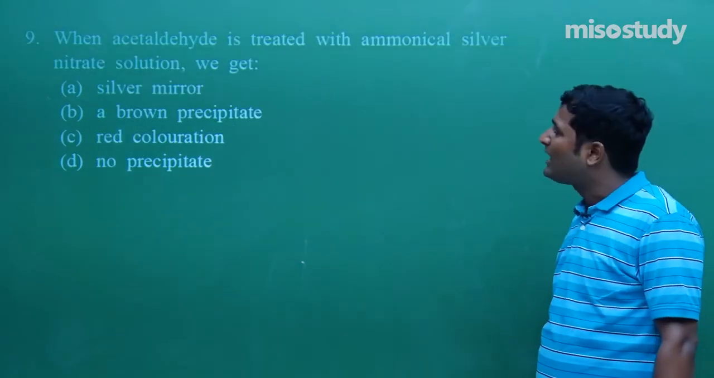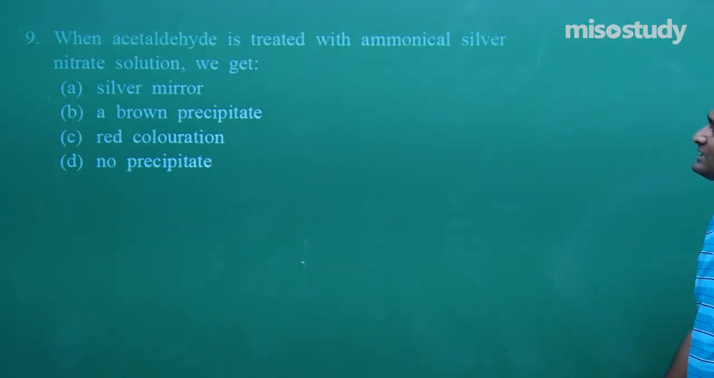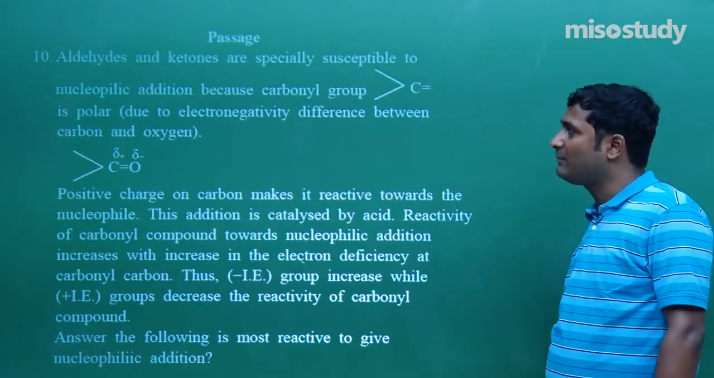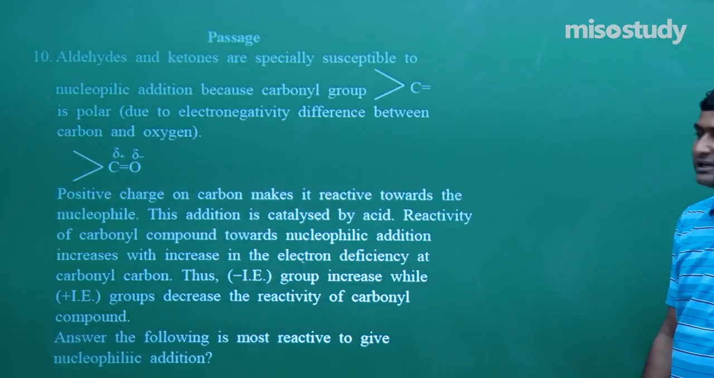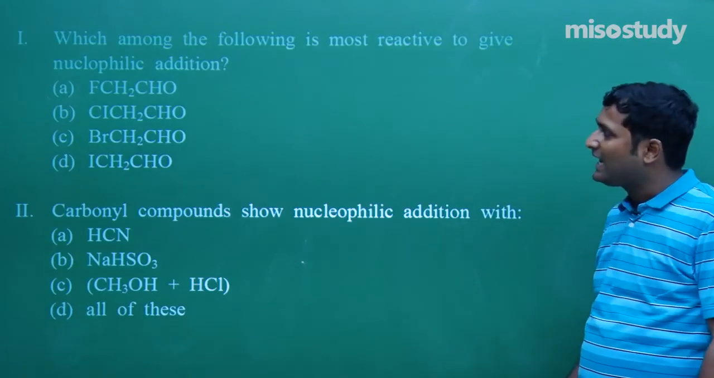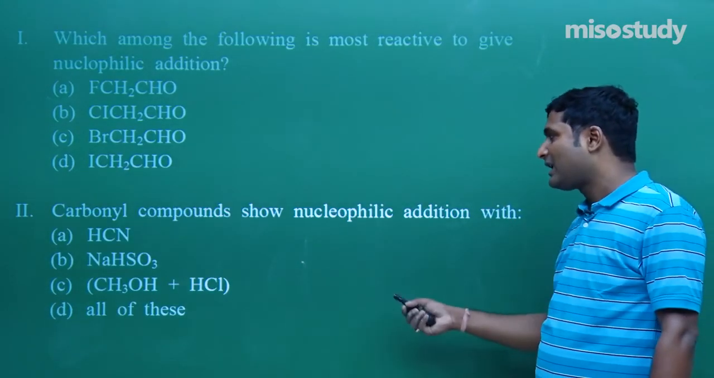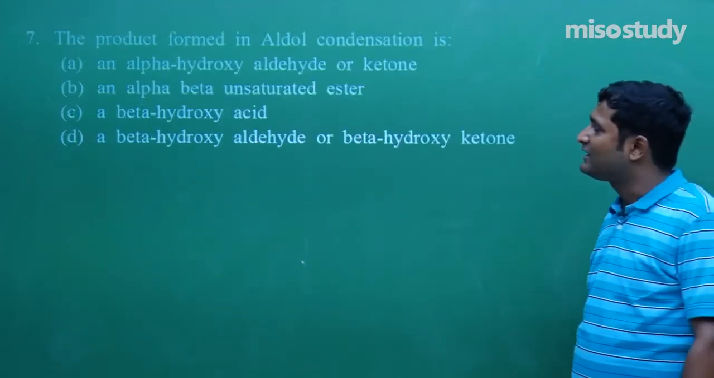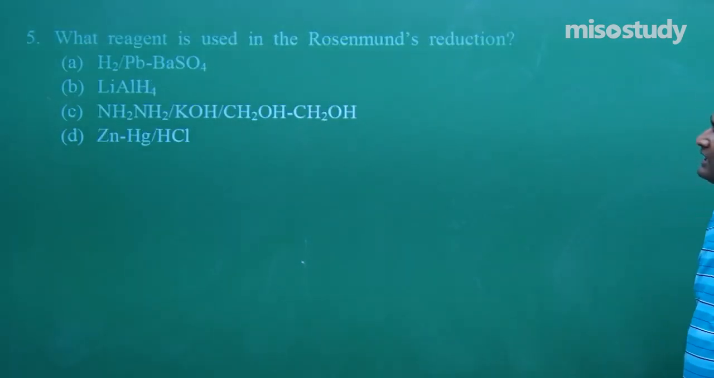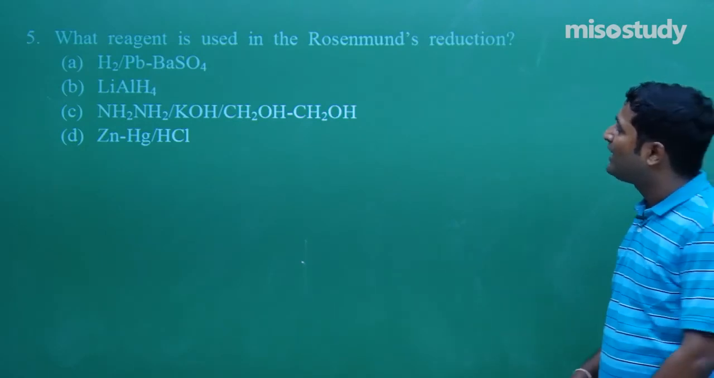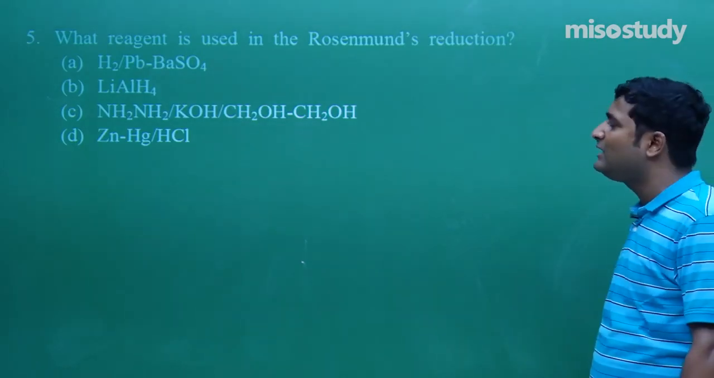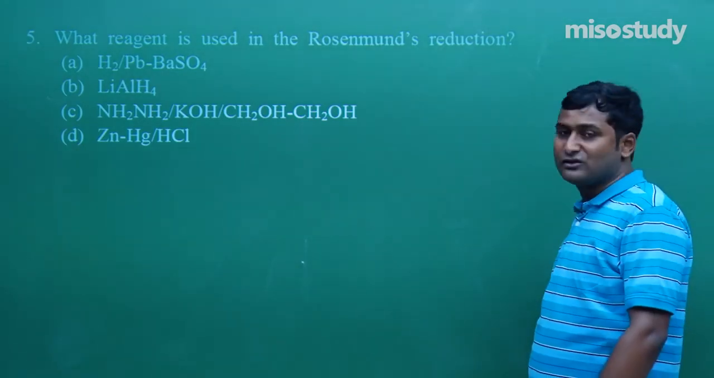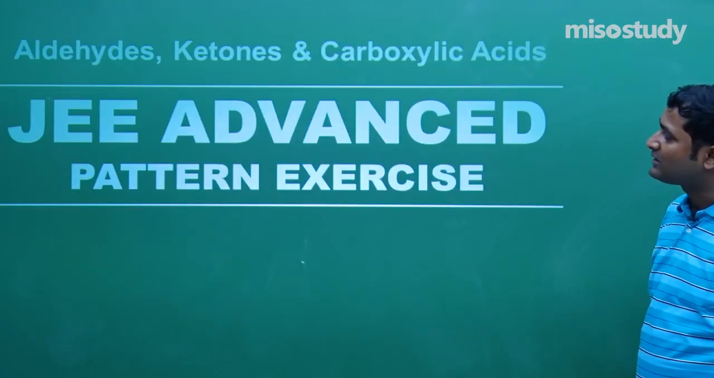For question number 9, what will happen when acetaldehyde is treated with ammoniacal silver nitrate solution? We get a silver mirror. This is the silver mirror test. Now question number 10, this is the passage. Read the passage carefully. So A, FCH2CHO, has a minus I effect, and it is a carbonyl compound, so nucleophilic addition reaction, all of these. Clear? Recheck these things again. If you have any doubt, one more thing I have to mention: what reagent is used in the Rosenmund reduction? That is H2, Pd-BaSO4. Clear to you? I think now you can easily solve such kind of question.